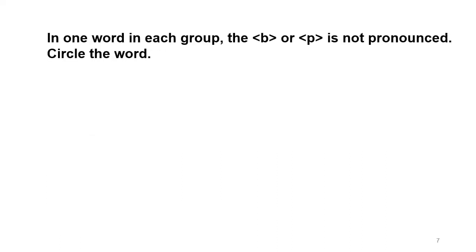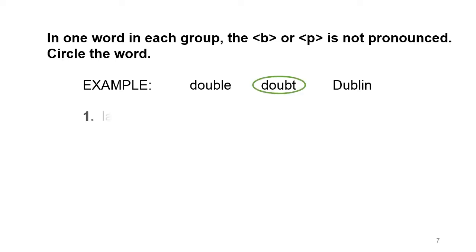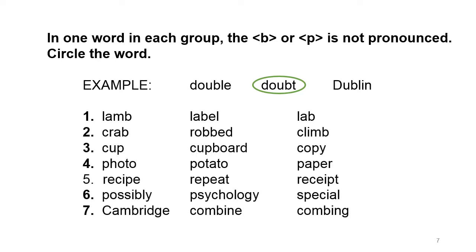Here's our first exercise. In one word in each group of words, the letter B or the letter P is not pronounced. It is silent. Circle the word. Example: double, doubt, Dublin. Which of these has a silent B? Doubt. Now pause the video and do the exercise.